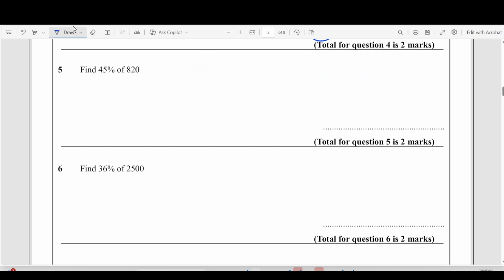Yeah, number 5. 45 over 100 times 820. Cancel out the zeros. Now you have 45 over 10, which is 4.5 times 82. Absolutely correct.